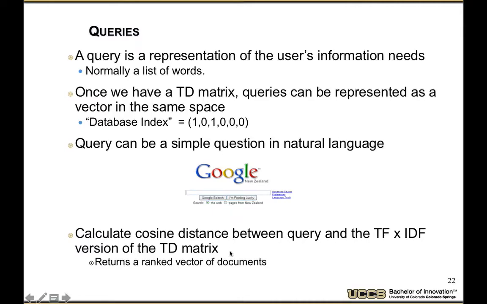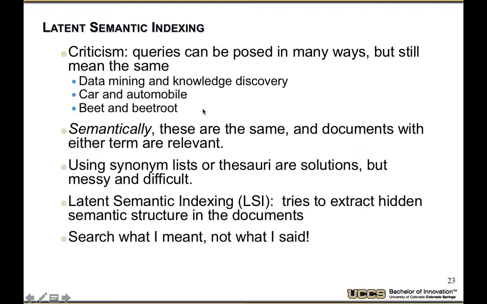So one way of doing that, which we'll come back to, is what's called cosine distance between the query and the term document frequency matrix. That returns a ranked vector of documents. That's called vector-based processing. We'll come back to that, but we'll show you a slightly better approach now, which is based on latent semantic indexing.